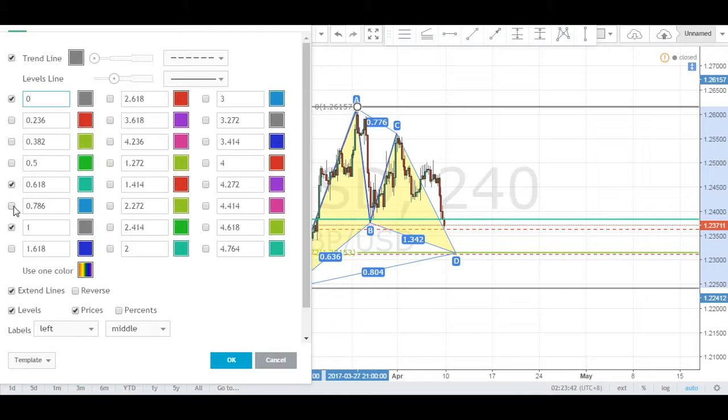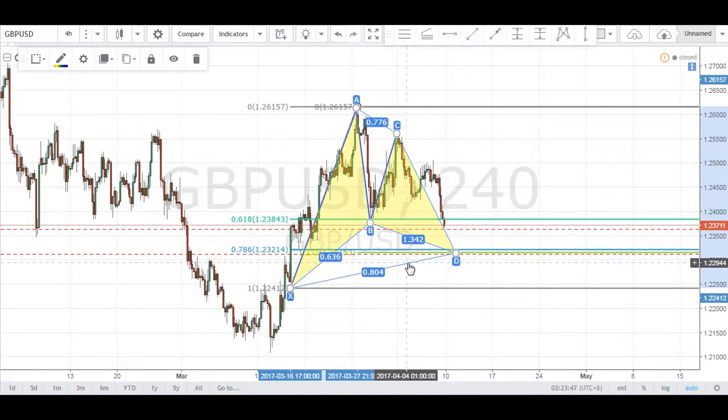And if I were to switch it on, let's have a see where it ends up. 786, there you go, 786 lines up right above the 127 extension level. So this would be a very decent trading opportunity on the pound dollar.